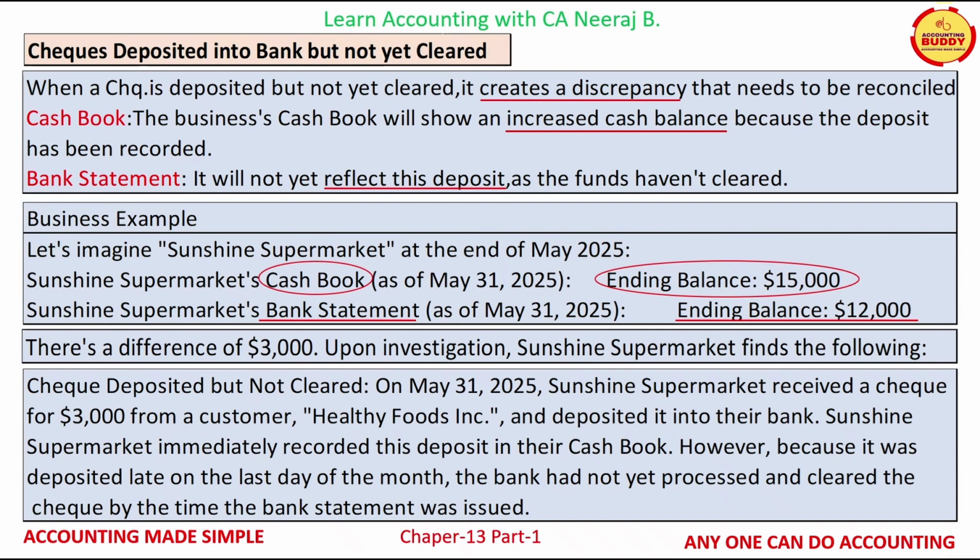On 31st May 25, Sunshine Supermarket received a check of $3,000 from a customer, Healthy Foods Inc., and deposited it into their bank on the same day. Sunshine Supermarket immediately recorded this deposit in their cash book. However, because it was deposited late on the last day of the month, the bank had not yet processed and cleared the check by the time the bank statement was issued. Therefore, there was a difference of $3,000 between the cash book and the bank statement of the business.